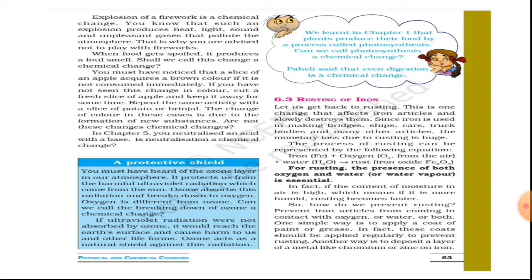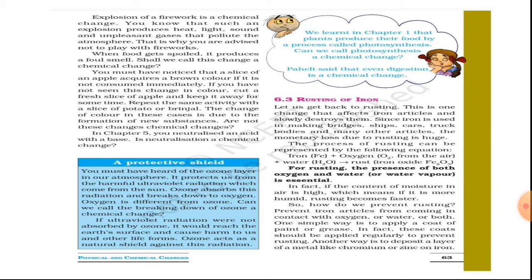Next is photosynthesis. As you studied in a previous chapter, photosynthesis is also related to chemical change, because there are so many chemical reactions that take place during the food formation. Now next our point is rusting of iron. As we discussed in a Zoom class, the rusting of iron is also an example of a chemical change.